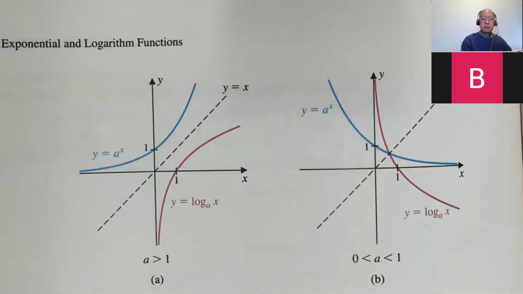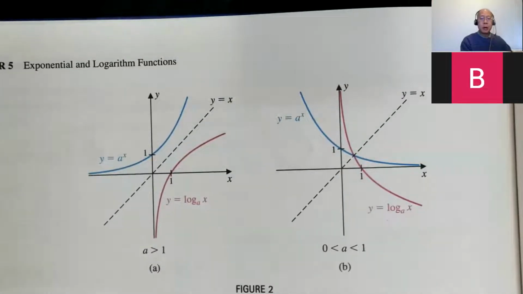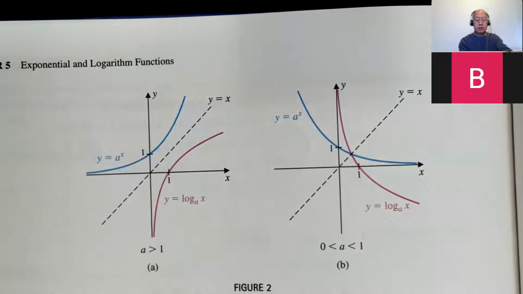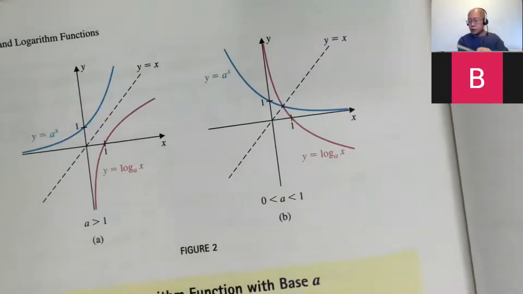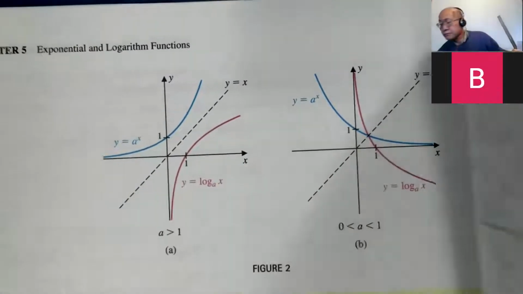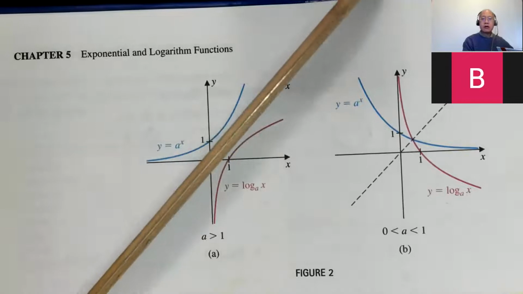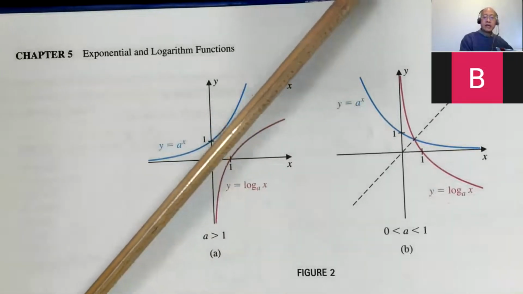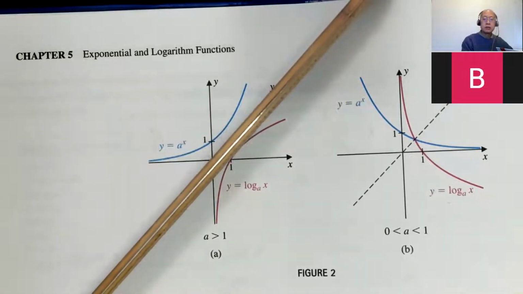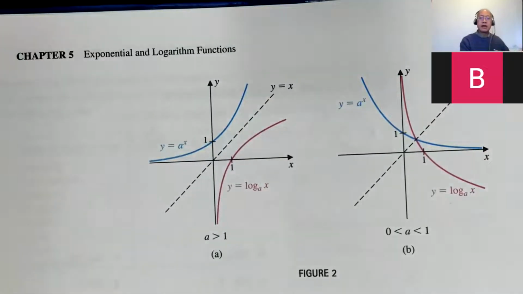Okay, here are some properties of inverse functions, right? We said before, to find an inverse, you reflect across the line y equals x. So y equals a to the x. If I reflect across the line y equals x, I get the inverse function, which looks like this. Y equals log base a of x.